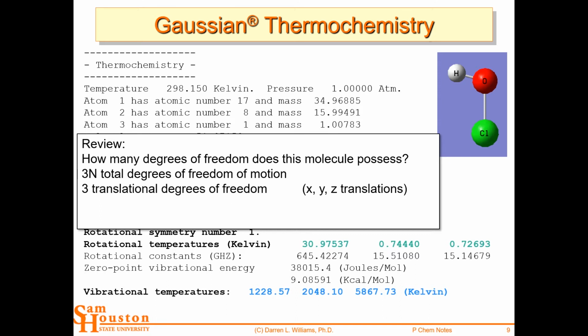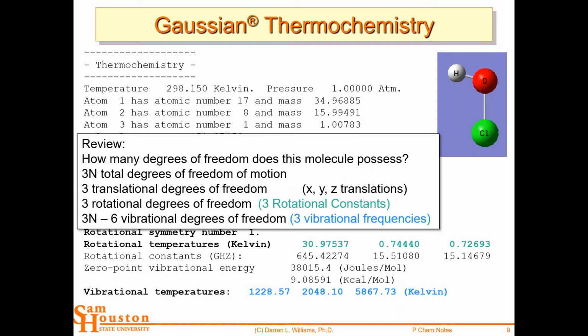Yeah, 3 translations, x, y, and z. And then in blue, I have the 3 rotations. Those are your 3 rotational temperatures in green. And then in blue, I have the 3n minus 6 vibrational. And so we have 9 minus 6 gives 3. So here's the vibrational motion. So we've got all of the motions in the molecule.